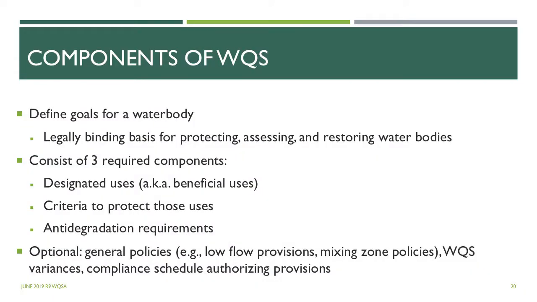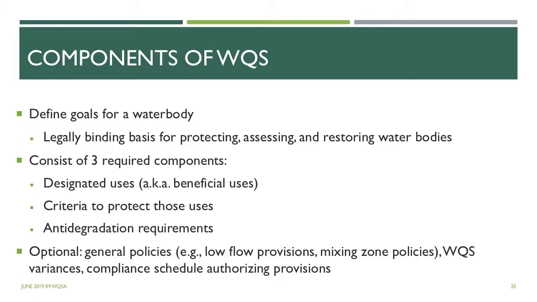All right. So we'll get into a little bit more substance. So as we said, the water quality standards define the goal for the water body. What is the purpose? What is it that you want to do with your water body? And so it becomes a legally binding basis for protecting, assessing, and restoring your water body where it needs restoring. There are three main components, three required components. That's designated uses. Some people call them beneficial uses. I think in California you call them beneficial uses, right? So that's really, again, saying, what do you want to do with that water? You want to allow for fishing. You want to allow for shellfish harvesting. You want to allow for swimming, those sorts of things.